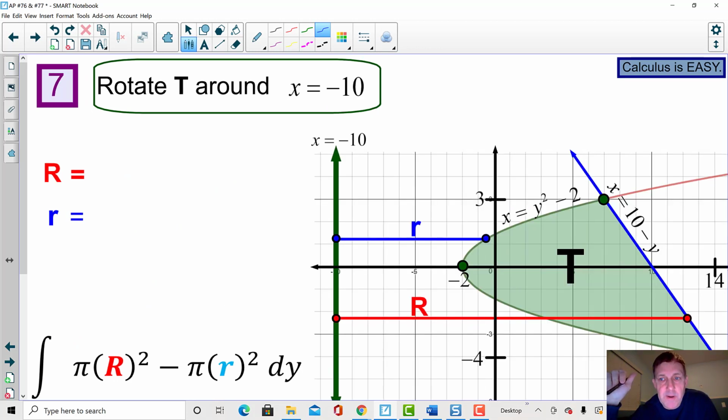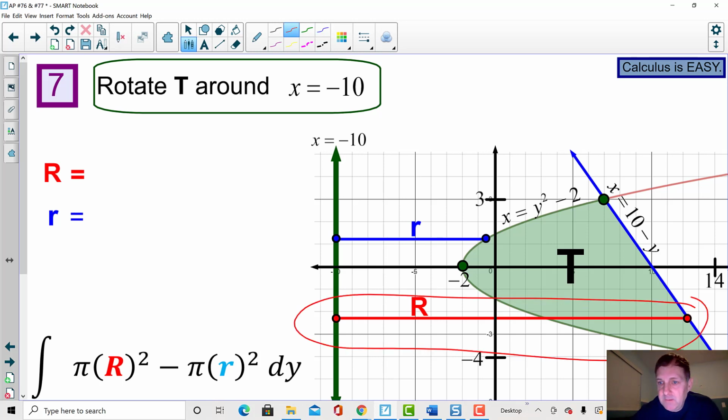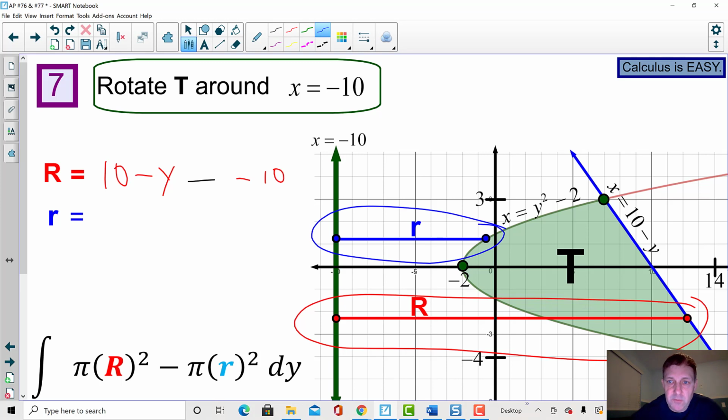Okay, here's another right minus left example. We're going to rotate region T around the line x equals -10. We're going to look here at our big radius. It's going to be the line 10 minus y, then minus, and then -10. Same thing for the little radius. We've got to do right minus left. So the right is y squared minus 2. Then we do minus, and the left is -10.